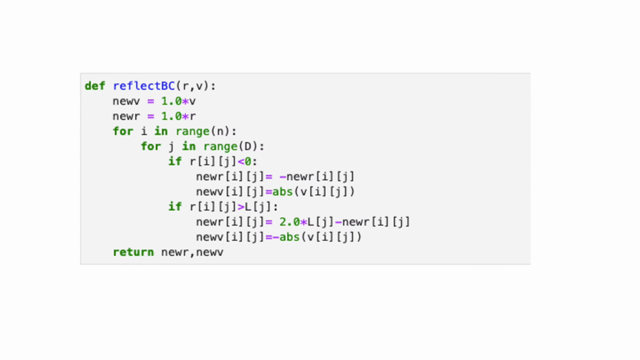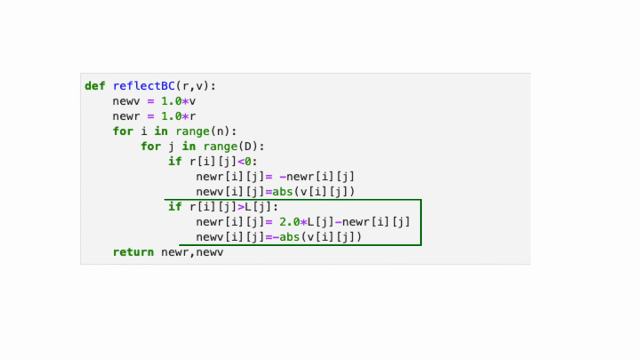I've introduced a new subroutine that does just this. I first copy R and V, and then I go over every particle and every dimension to check if the particle has gone past a boundary in that dimension. If it's gone past the lower boundary, i.e. if the coordinate in the jth dimension is less than 0, I reflect the position about 0, and I set the velocity to point into the box, i.e. make its component in that dimension point in the positive direction. This reflects the position and the velocity.